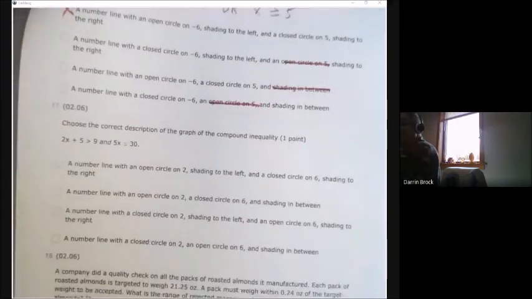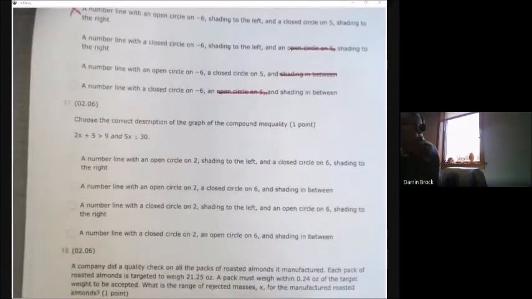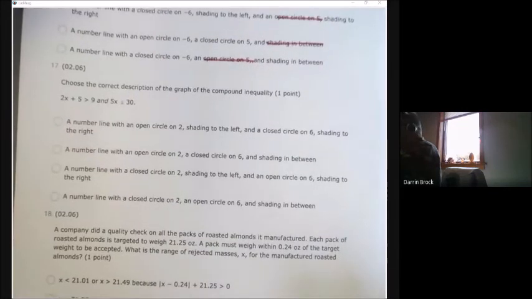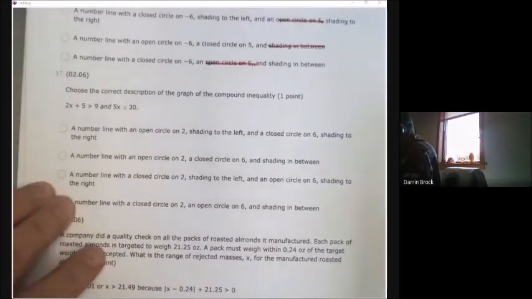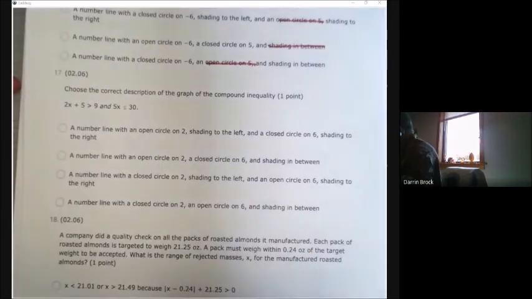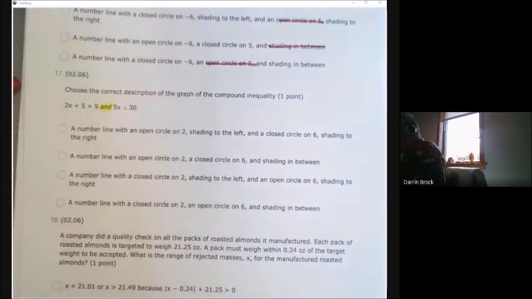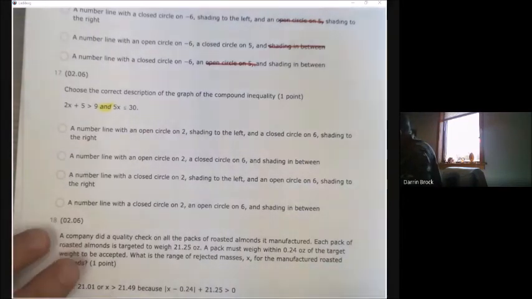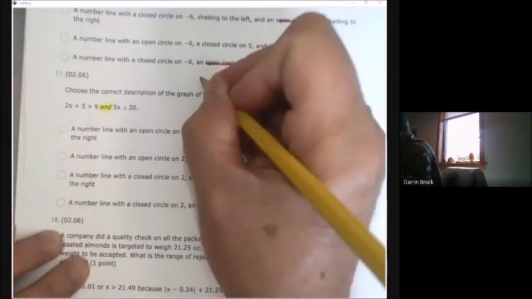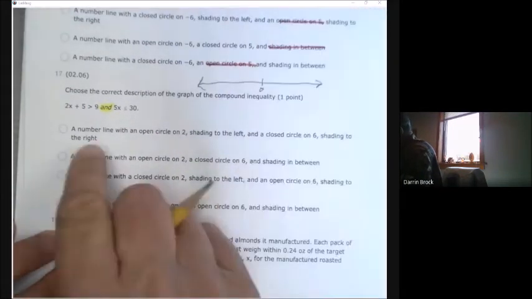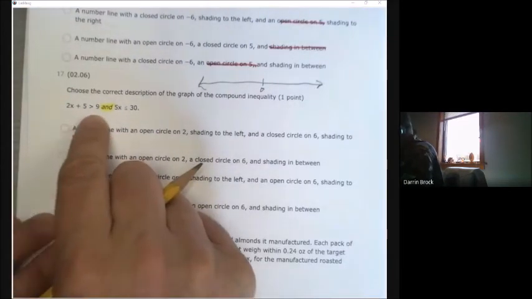All right. So let's look at number 17. Choose the correct description of the graph of the compound inequality. All right, so let's figure out. First thing I see on this is an and. Both of those have to be true for x, both of them. So I'm going to draw my number line up here. We'll use that in a few minutes. But let's figure out what the solution is first.